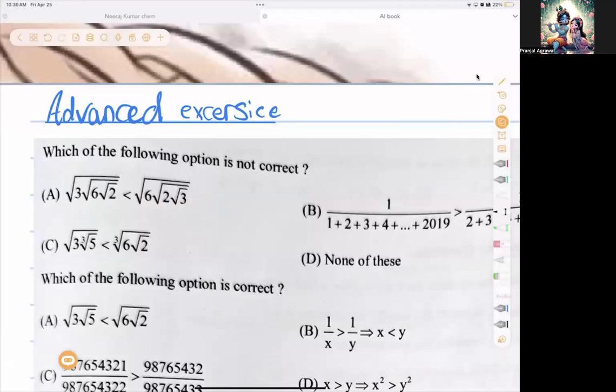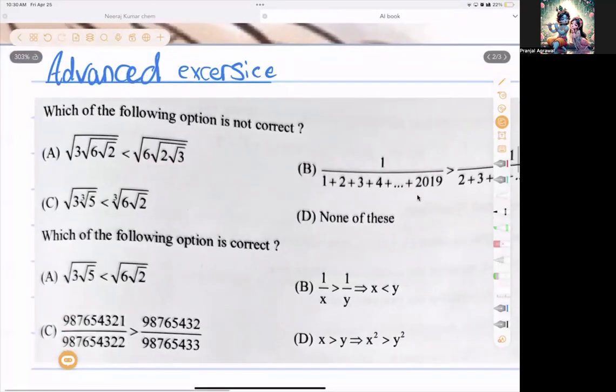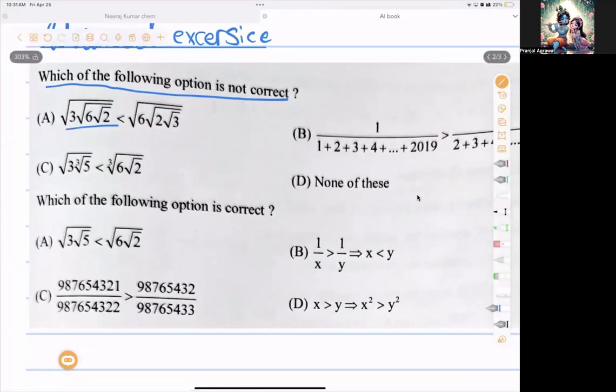Today we will be solving questions from the JEE book. We will be doing the advanced exercise. Which of the following options is not correct? Option A, option B, option C.